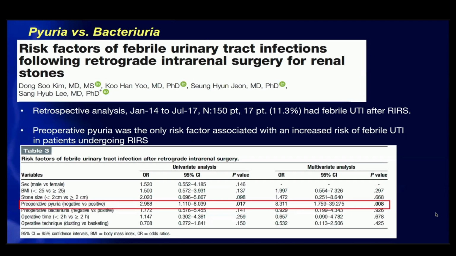There is a controversy in the literature whether pyuria or bacteriuria is a sensitive predictor for febrile complications post-RIRS. In this retrospective analysis, 150 patients underwent RIRS from January 2014 to July 2017. We can see the univariate analysis found that preoperative pyuria was associated with postoperative febrile UTI. Multivariate logistic regression analysis showed that preoperative pyuria was the only independent risk factor of infectious complications after RIRS.